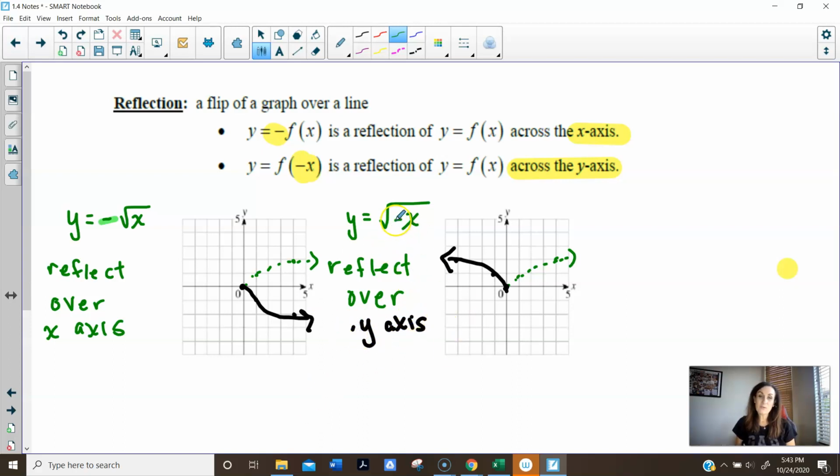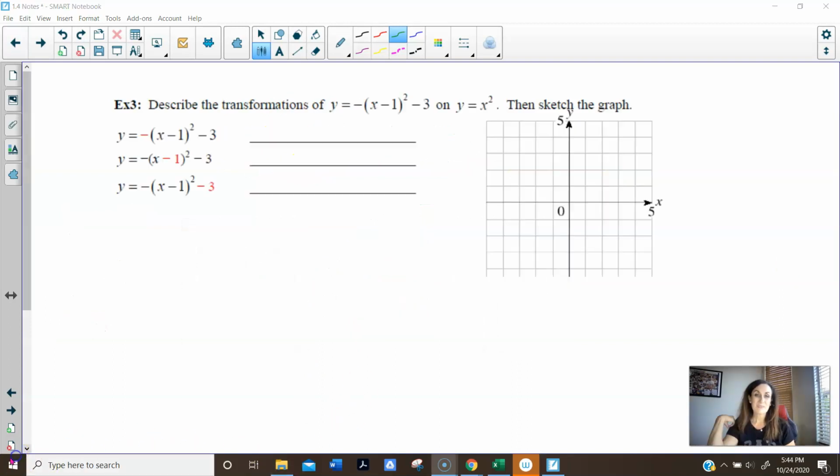So this one reflects over the y with the negative in the inside of the function. I recommend you stop the video and then you just go through and try to shift, reflect, and stretch.